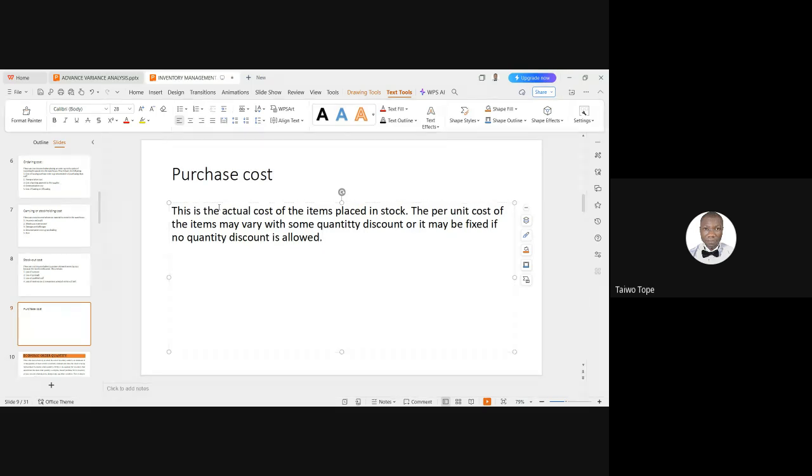So this purchase cost, let me add something now, will lead us to the next point of our discussion. The purchase cost per unit is used in the determination of economic order quantity.